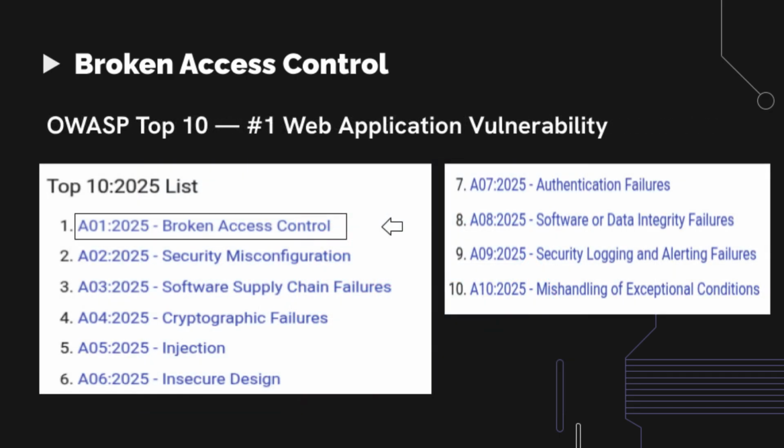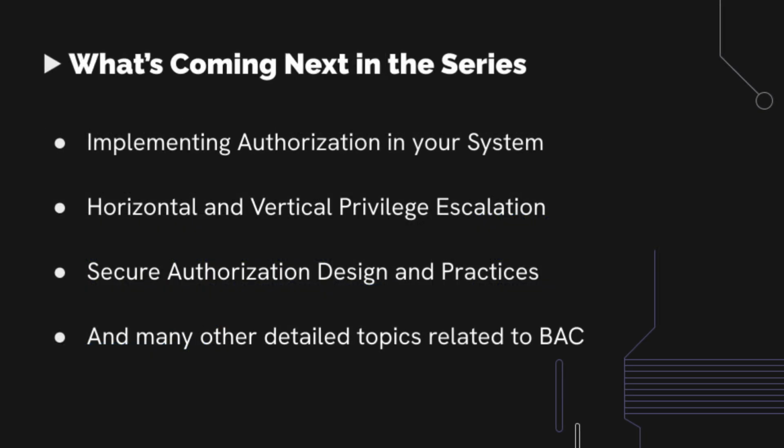And this vulnerability is so serious that it consistently ranks in the OWASP Top 10. The OWASP Top 10 is a widely recognized list of the 10 most critical web application security risks, published by OWASP to help developers build more secure applications. This means broken access control is one of the most common and impactful web security vulnerabilities today. Many real-world breaches happen not because of advanced hacking, but because authorization rules were missing, weak, or incorrectly implemented in backend code. In this video, we only introduced authorization and broken access control at a high level.